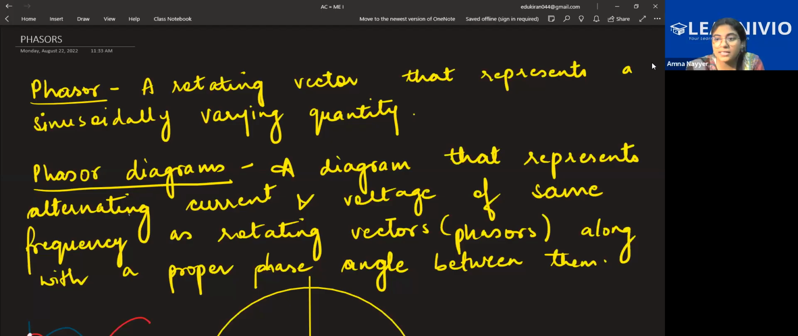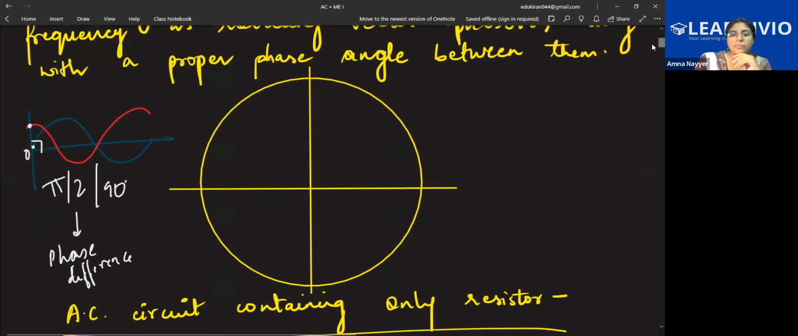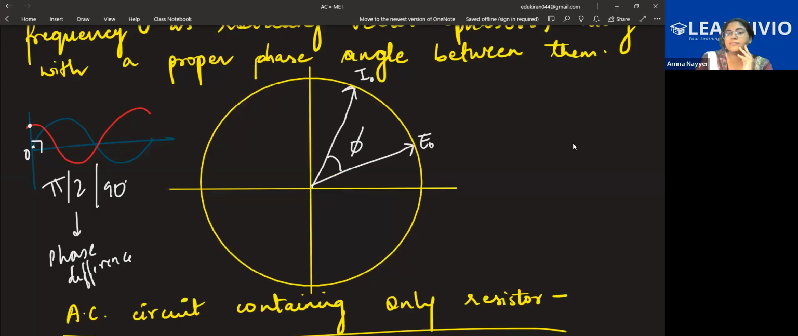A phasor diagram represents alternating current and voltage of the same frequency as rotating vectors, that is phasors, along with the proper phase angle between them. See, I have this quadrant present. I have drawn the current here, the maximum value of current. I have drawn here the maximum value of EMF. They have this phase angle between them. So this is actually the phase difference, the phase angle.